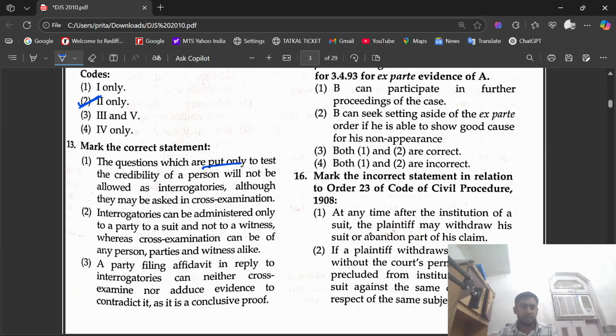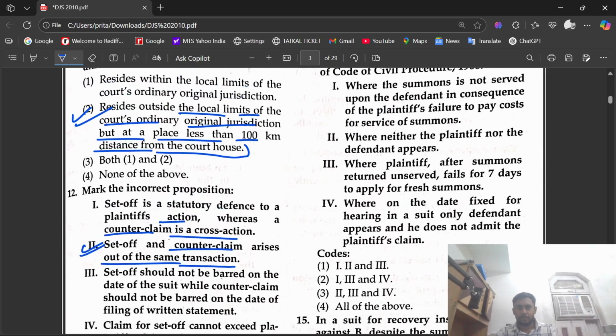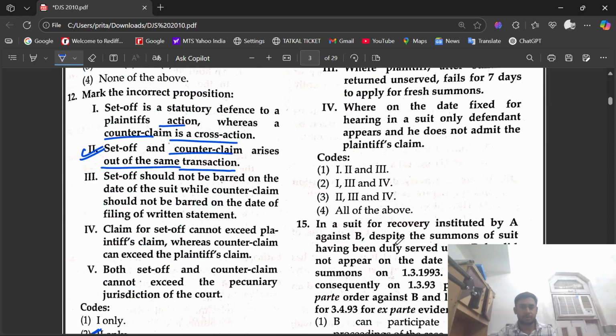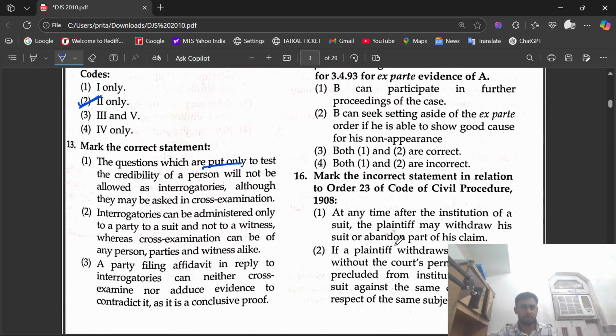A party filing affidavit in reply to interrogatories can never cross-examine nor adduce evidence to contradict it, as it is a conclusive proof. All of the above. So the right option is all of the above.